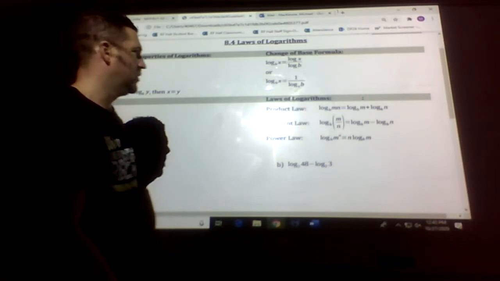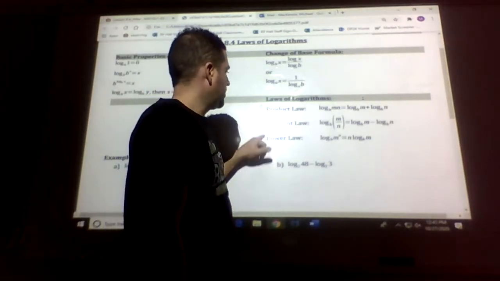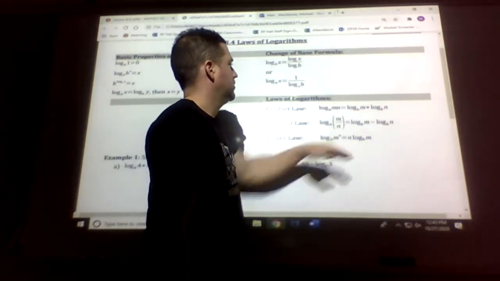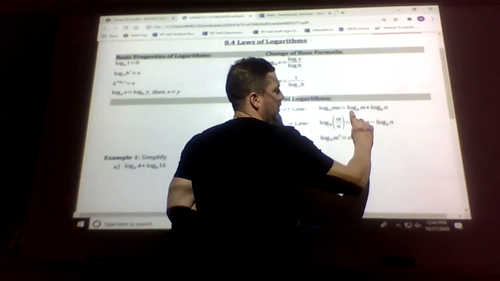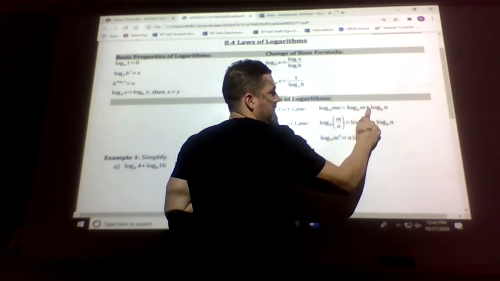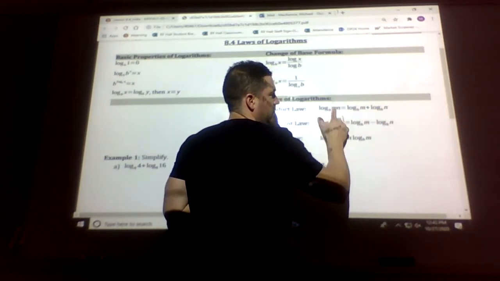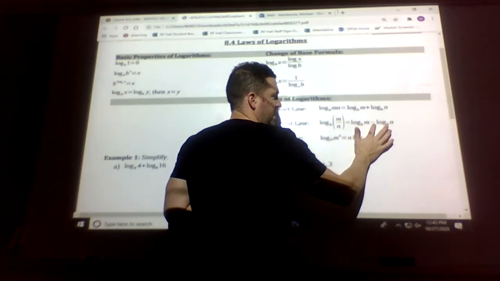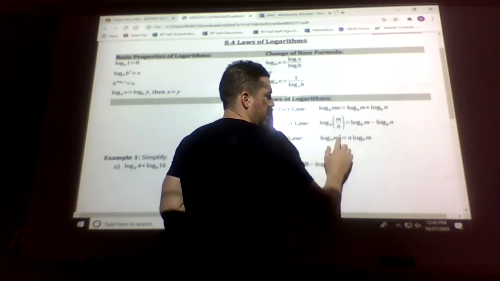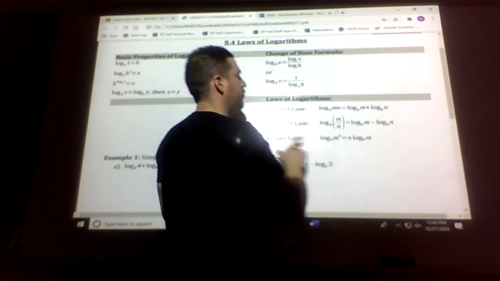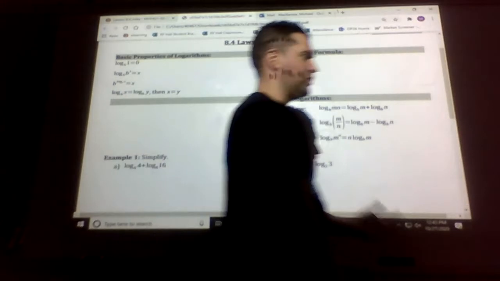Okay, the key ones we're going to work on today are the product law. So, if you have logs with the same base and you're adding them, you multiply the m and n together. Likewise, if you're subtracting, you divide. And if you have a power here, you can move this n to the front. We did that in 8.3. So I'm going to go through some examples and show you the different rules or laws.